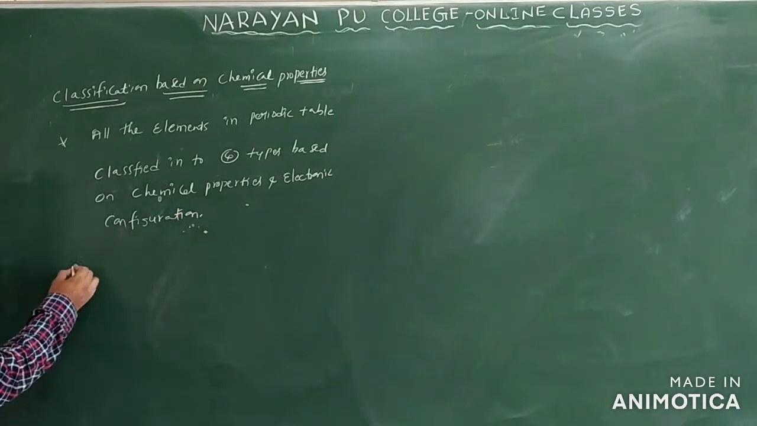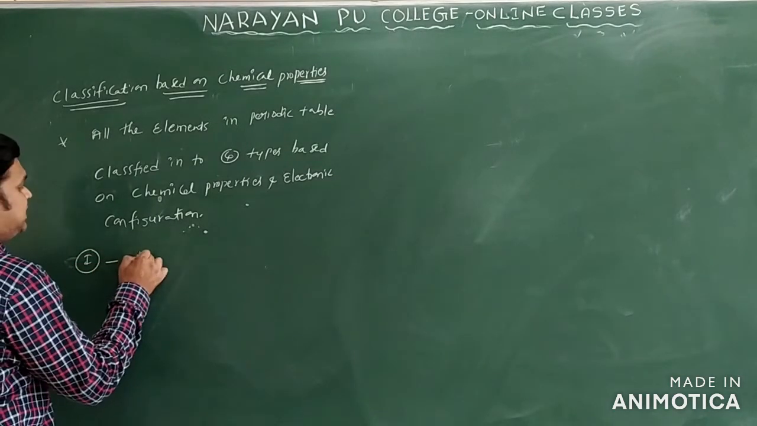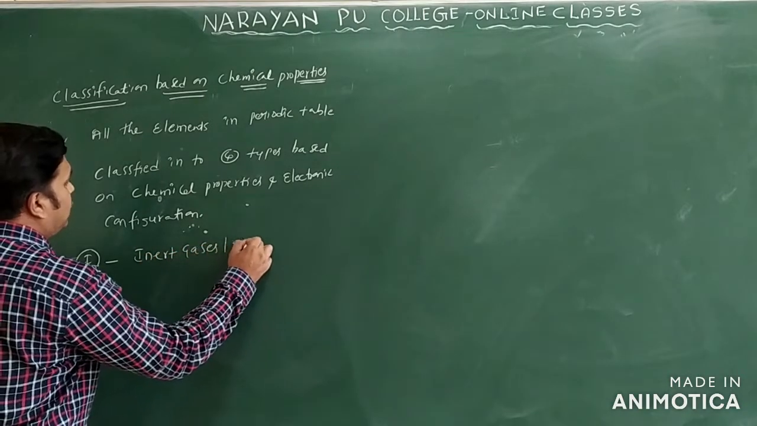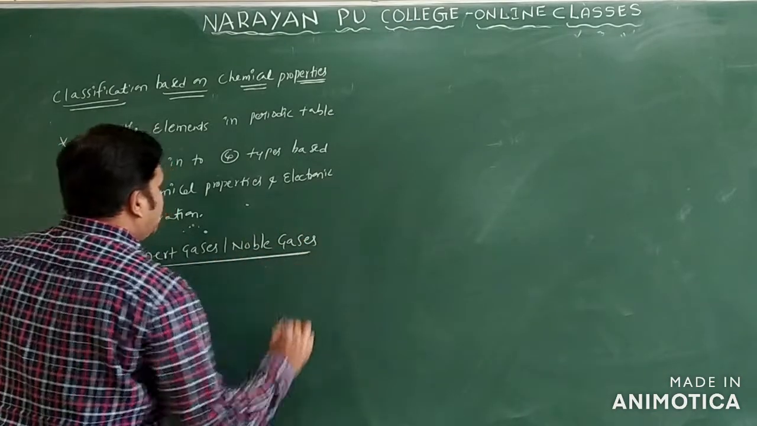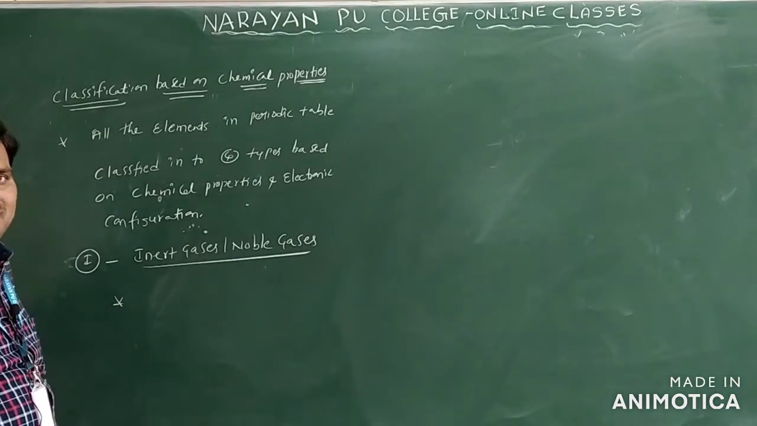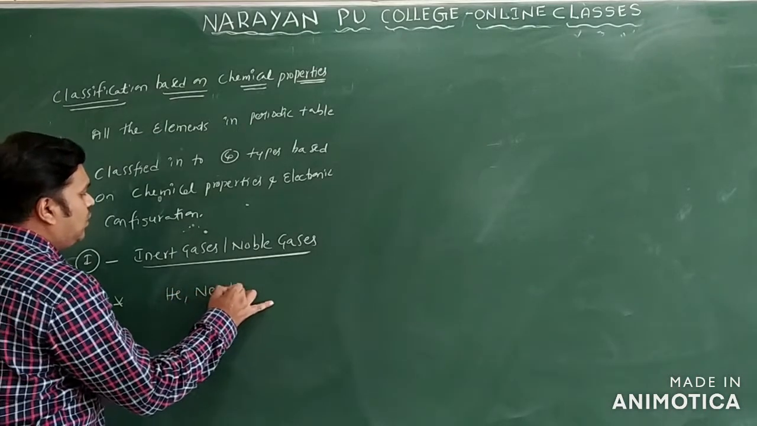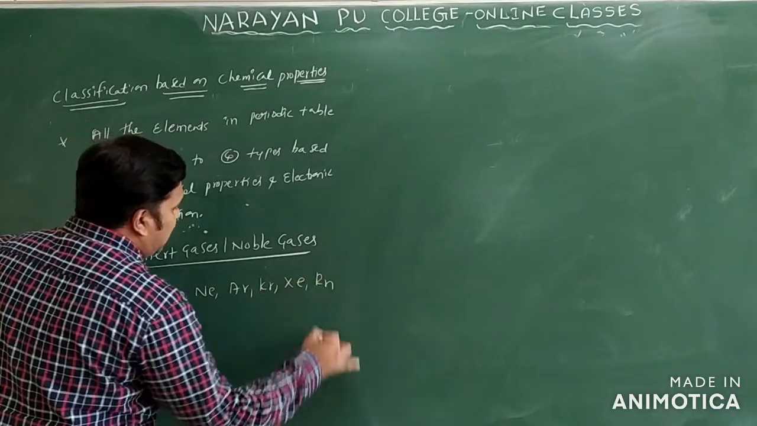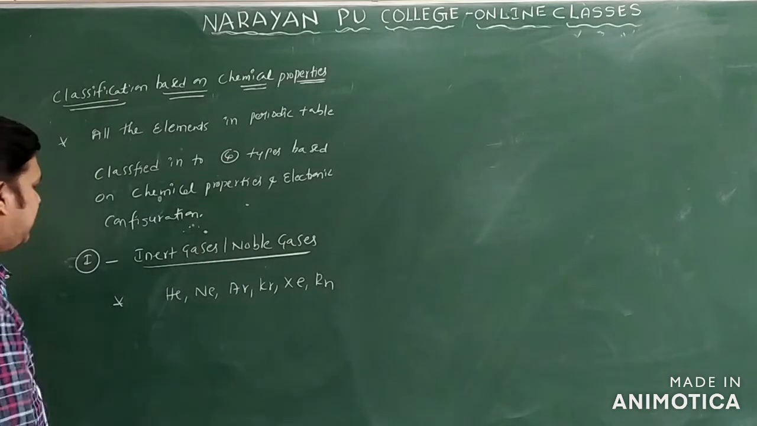What is the first type of elements we have? You will take the first one: inert gases. Inert gases you are calling as what? Noble gases only. Clear? Inert gases are noble gases. The elements in the inert gases are helium, neon, argon, krypton, xenon and radon only. So these elements are called inert gases, or noble gases only.